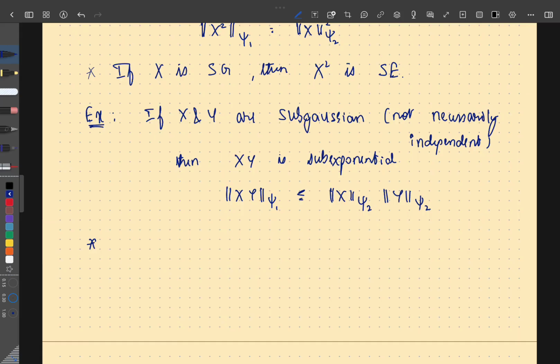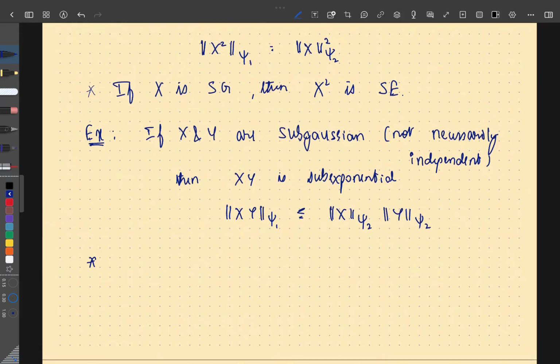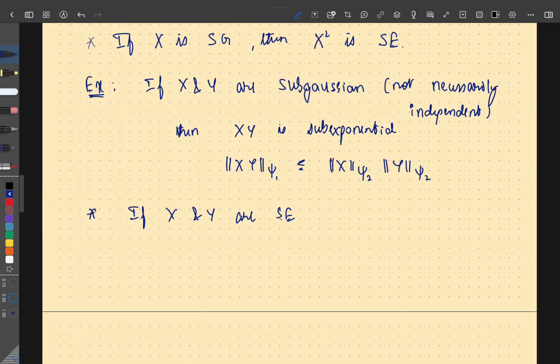And notice that we anyway have, just by the fact that the sub-exponential norm is a norm, that if x and y are sub-exponential, again these need not be independent of each other, then the sub-exponential norm of, let's say, alpha x plus beta y is upper bounded by mod alpha times the sub-exponential norm of x plus mod beta times the sub-exponential norm of y.